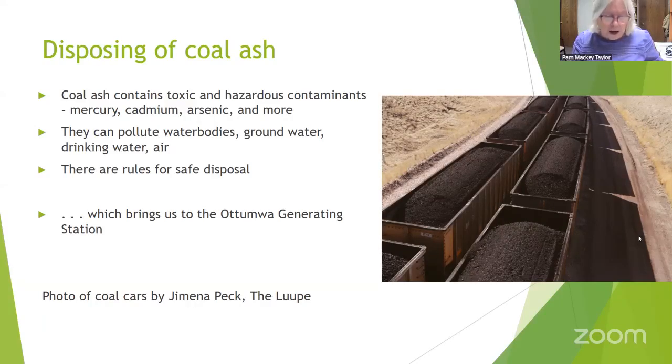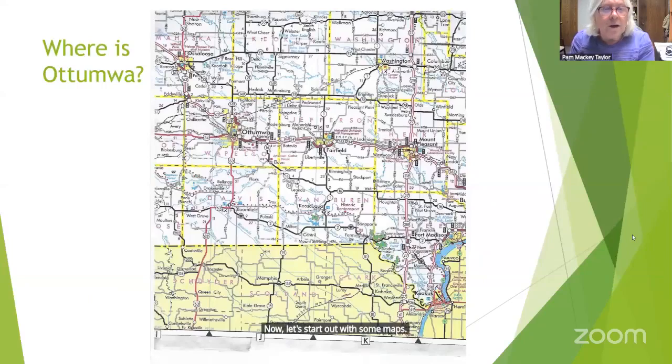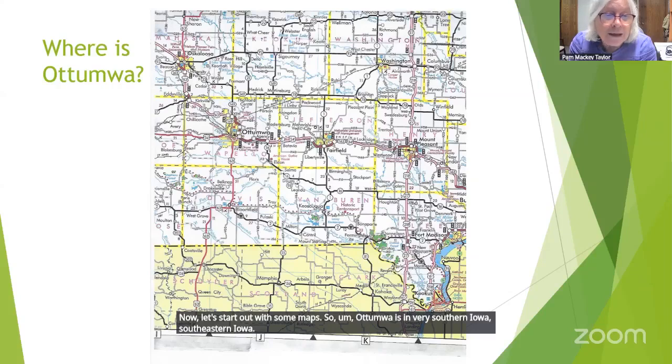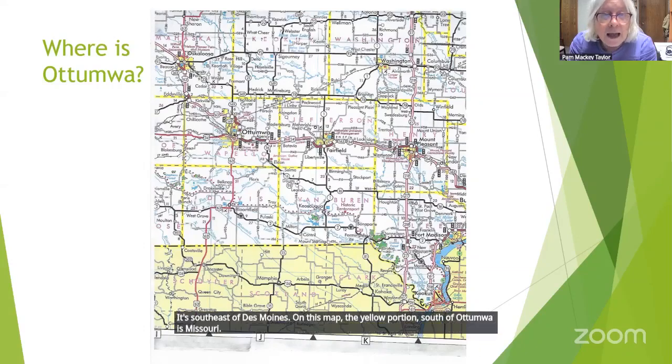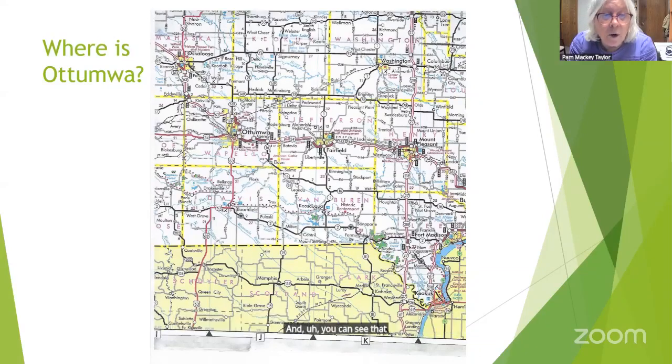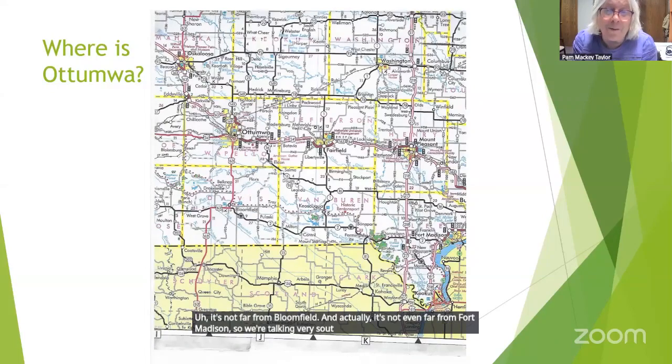Now, let's start out with some maps. Ottumwa is in very southern Iowa, southeastern Iowa. It's southeast of Des Moines. On this map, the yellow portion south of Ottumwa is Missouri. And you can see that Ottumwa isn't far from Fairfield. It's not far from Bloomfield. And actually, it's not even far from Fort Madison. So we're talking very southeast Iowa.